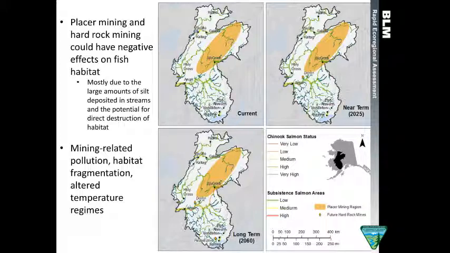And then for the near term, we have Donlin, the hard rock mining project. Up in the corner, it's a little orange diamond, and then in the long term, we have Pebble and Donlin. So what you can see from this is that within the placer mining region, there's not a lot of subsistence use areas identified, and the landscape condition within those areas also looks relatively good or intact.